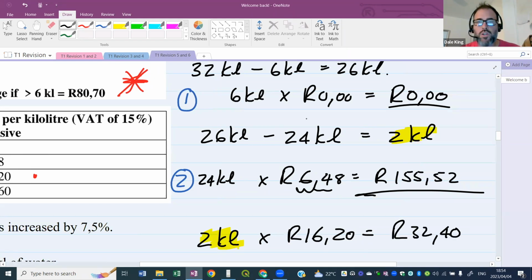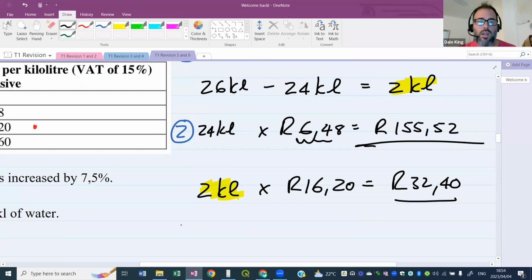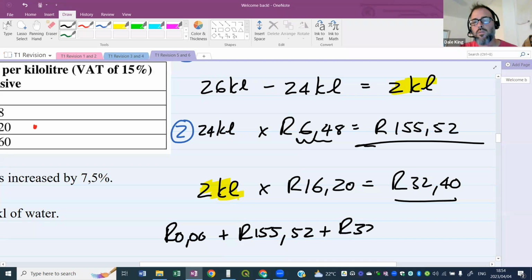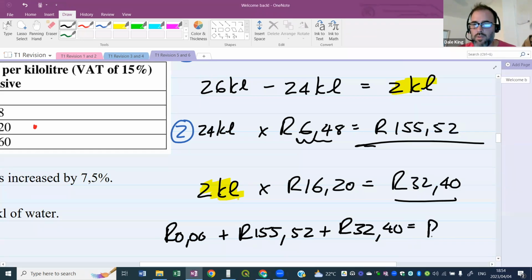All right, now where are all these charges? I've got 0 rand for this first 6 kiloliters. I've got 155 rand 52 in the second bracket, and I went into the third, the last 2 kiloliters, and I've got 32 rand 40 in here. So I've got to add all these up. I'll write it out for you, just so that you can see. 155.52 plus 32 rand 40 equals 187.92. All right.